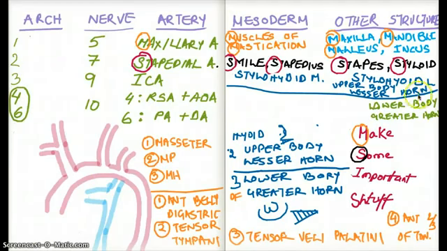So now we have the cartilage derivative of brachial arch 3. Well, what about muscle? What kind of muscle is going to be derived from brachial arch 3? And the muscle is going to be stylopharyngeus. Stylopharyngeus. Now, how do I remember stylopharyngeus?